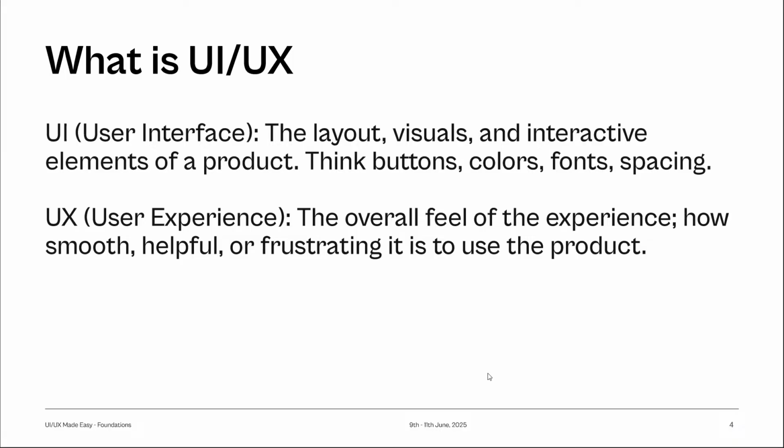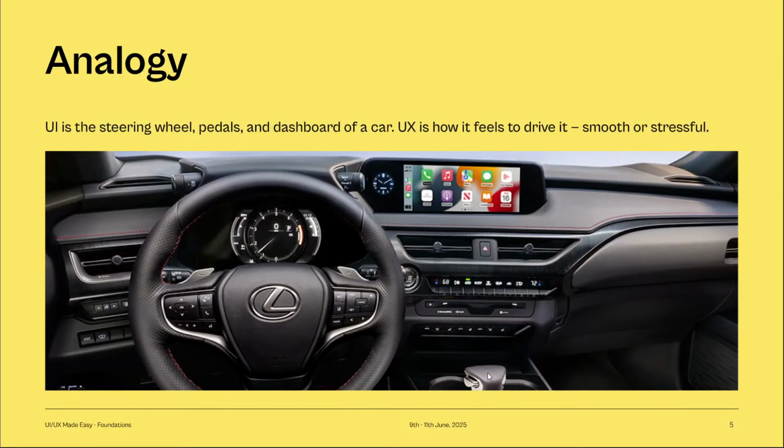Now we're going to learn what relates both of them together. According to what we've seen so far, the analogy of UI is like, I'm going to use a car as an example. Okay, so this is the Lexus. Basically, UI is the steering wheel, the pedals, and the dashboard of the car.